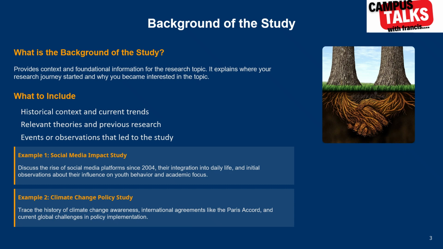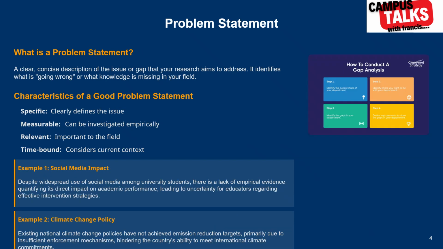So this is an overview of the background of the study. From this background of the study, the next thing is the problem statement. If your background of the study is 1.1, your problem statement is 1.2. This is just a clear, concise description of the issue or gap that your research aims to address. It identifies what is going on or what knowledge is missing in your field.